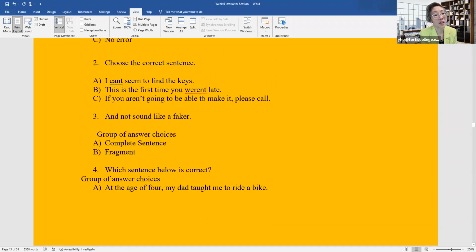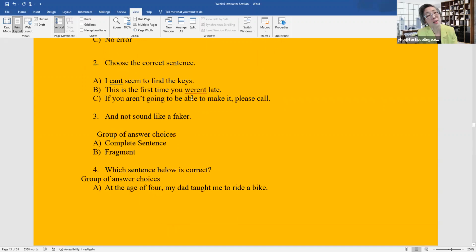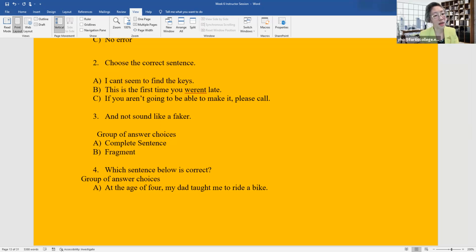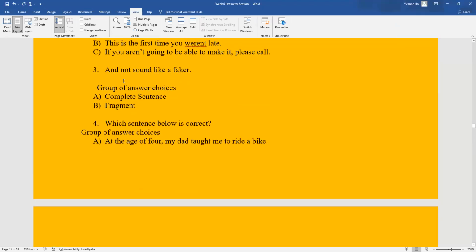A, I can't seem to find the keys. B, This is the first time you weren't late. C, If you aren't going to make it, please call. C, yes, because the other two are missing their apostrophes for their contractions. If I were to put the apostrophe there, then that would be a correct sentence. Is that a complete sentence or a fragment?